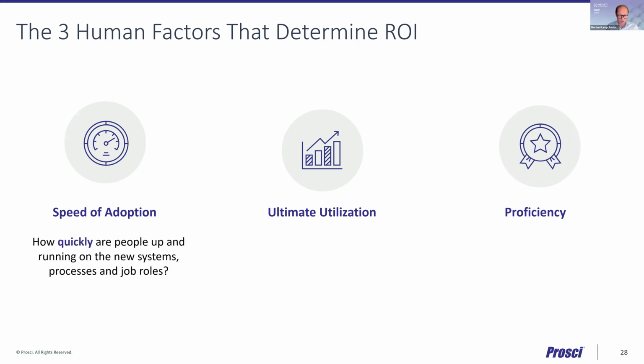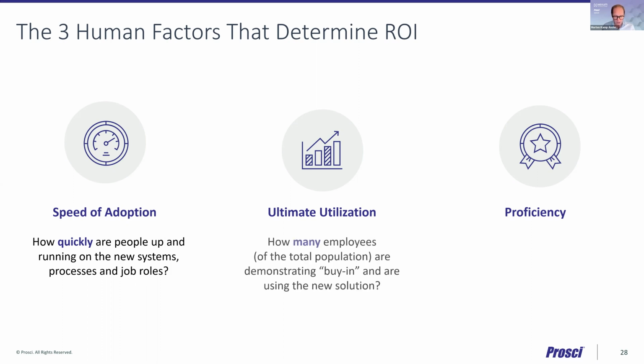The first factor is called speed of adoption, which is how quickly, when the boat pulls up, people get on the boat, especially relative to how quickly we thought they were going to get on the boat. Ultimate utilization is how many people will end up on the boat. So how many people are doing their jobs in the new ways, using the new processes, new tools, new systems in the way that it was envisaged, so we can collectively achieve the outcomes of the projects.